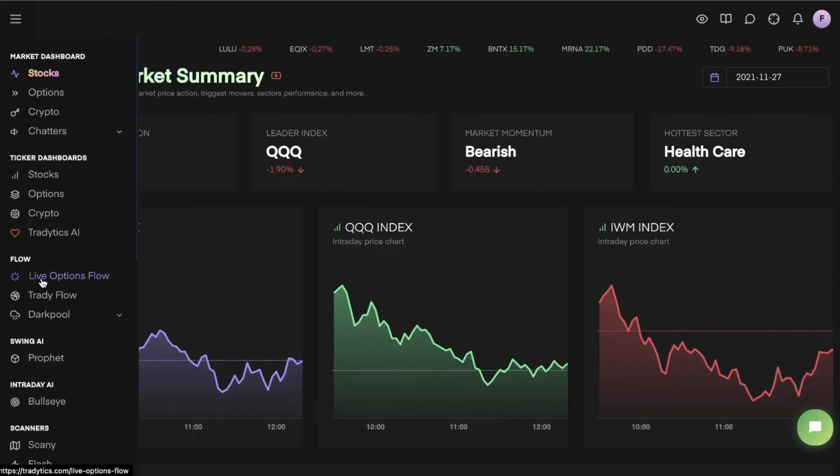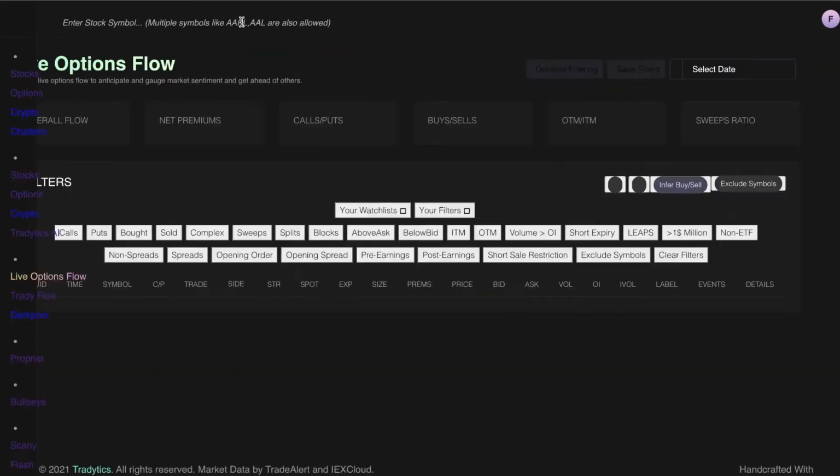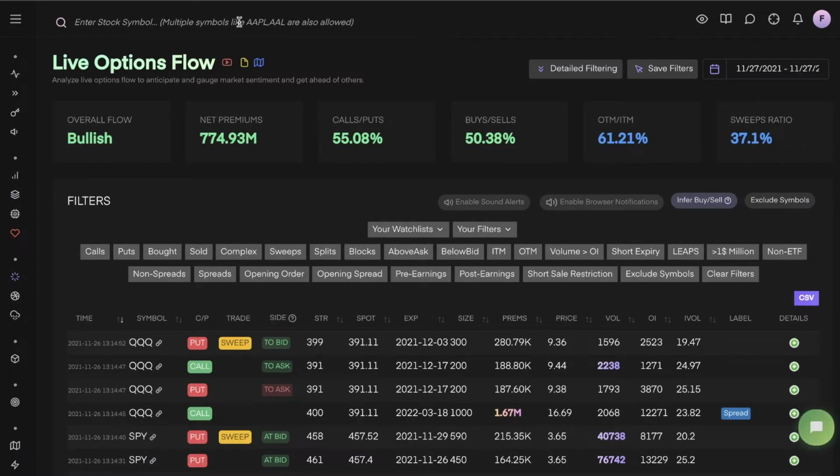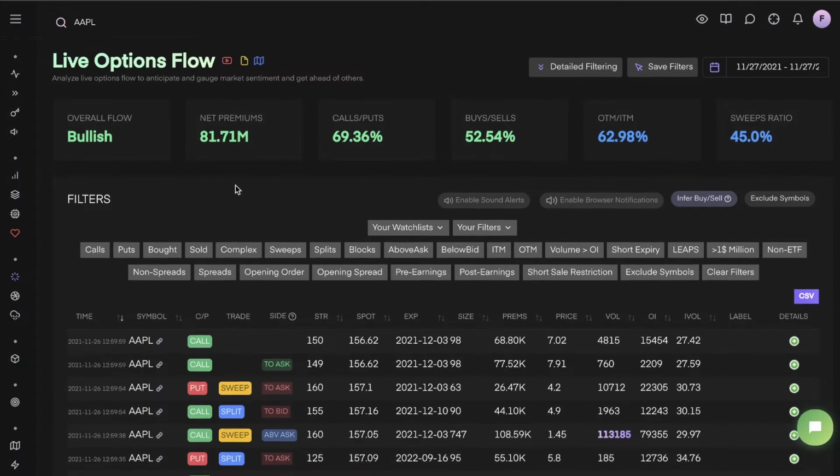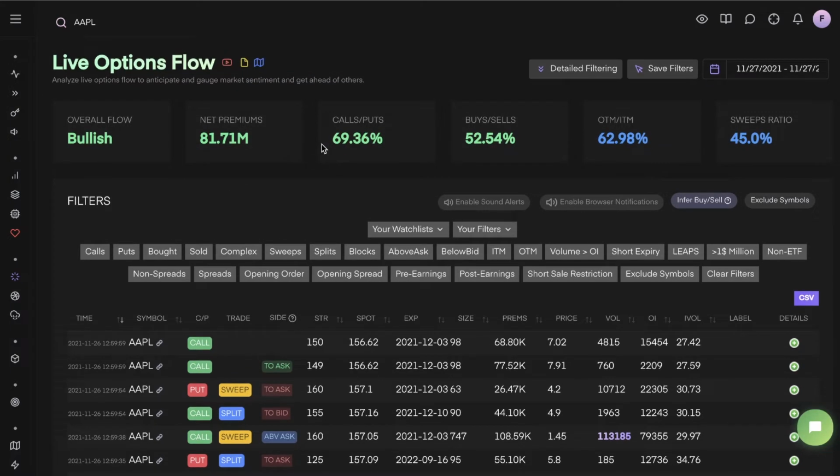Okay. So let's go over live options flow. Let's take a look at Apple, right? Let's say you wanted to buy calls. You could use whatever platform you want. I like TradyTicks the best. First off, calls to puts is around 70%. That's a good indication to me.